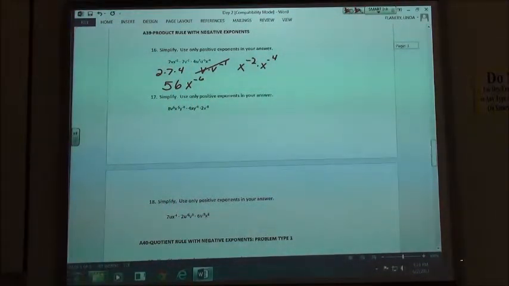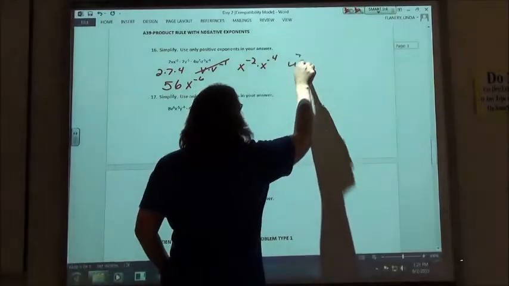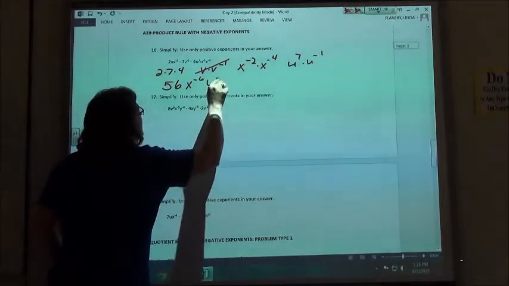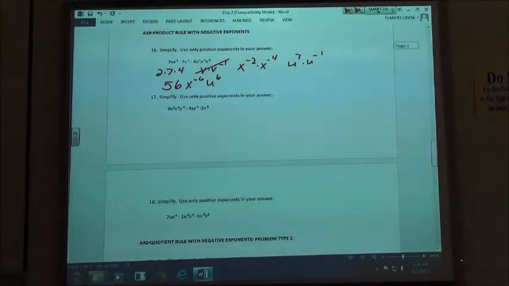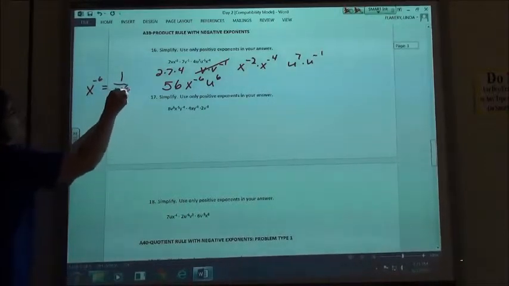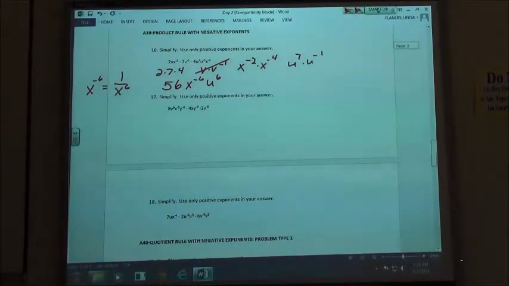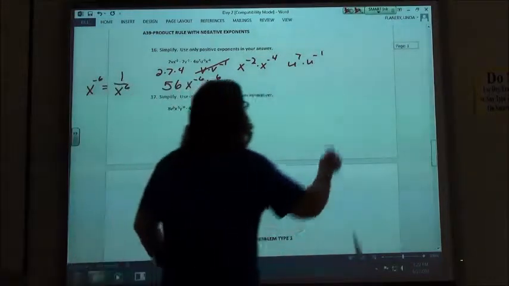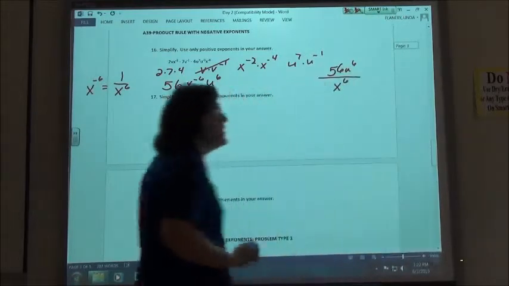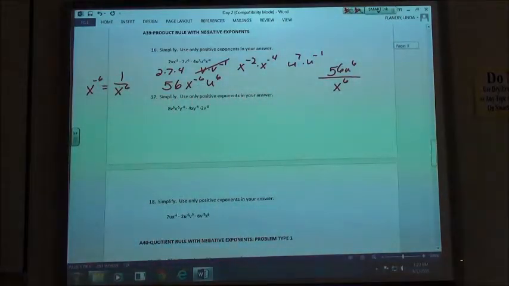And let's see, I did the v's, I did the x's, I didn't do the u's yet. U to the 7th times u to the negative 1 would give me u to the 6th. Now this one has a negative exponent, the x to the negative 6. What is x to the negative 6 equal to? 1 over x to the 6th. So basically, if it has a negative exponent, if it's on the top of my fraction, I move it to the bottom. If it would be on the bottom of the fraction later on, we'd move it up to the top to get rid of it. So this answer then is going to be 56u to the 6th over x to the positive 6. And I just flip it down there and put it in the bottom to get rid of that negative exponent.